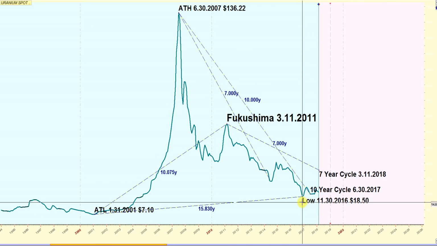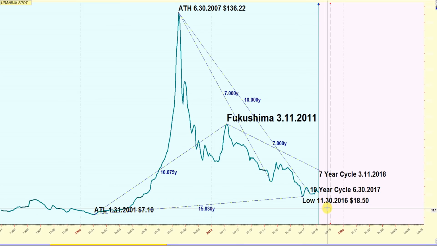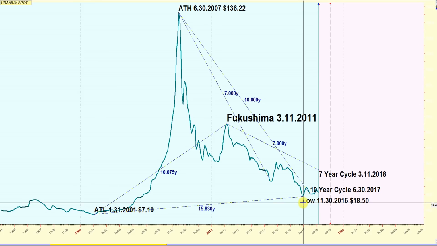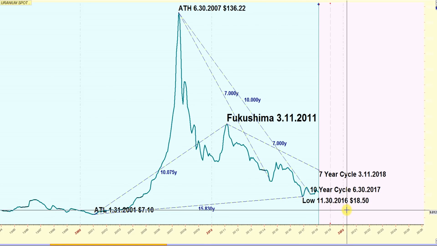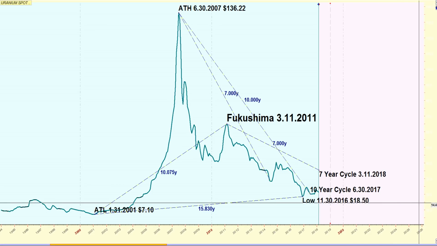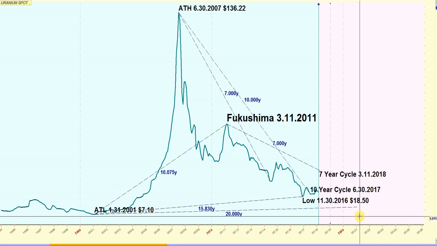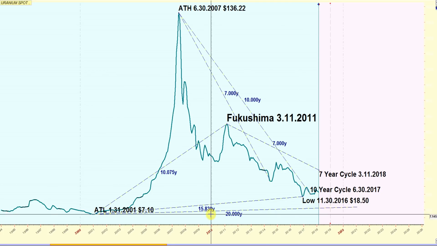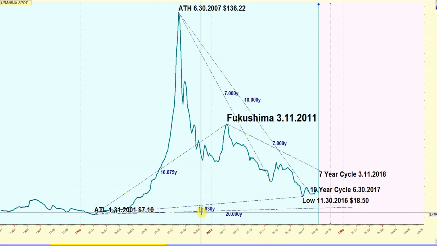Now, the question is, are we going to make a new low? That remains to be seen. Or is this the low of the 15-year cycle? There's a 20-year cycle coming up, which is right here. This is the 15, and we made a low. 15 and change. Not exactly.